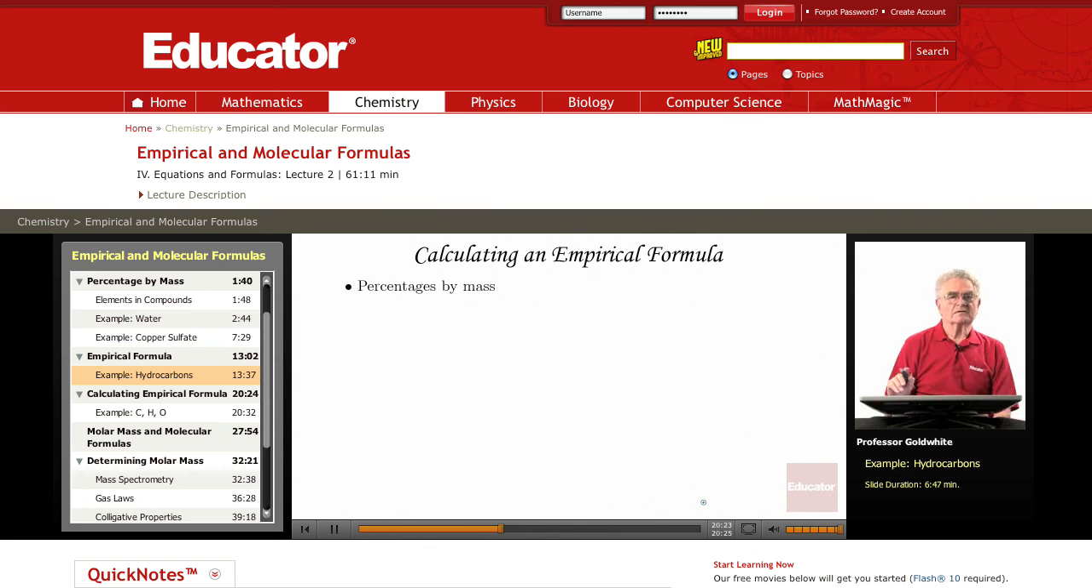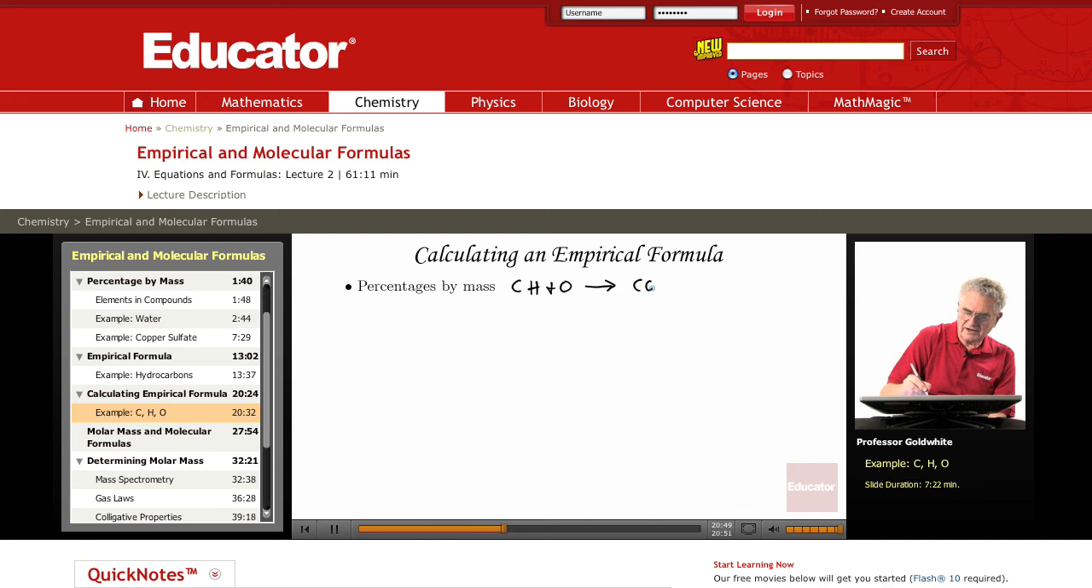Now let's calculate an empirical formula from percentage by mass. Let's take a compound that has carbon, hydrogen, and oxygen. If we submit that compound to combustion, burning it in excess oxygen, we end up with carbon dioxide and water.